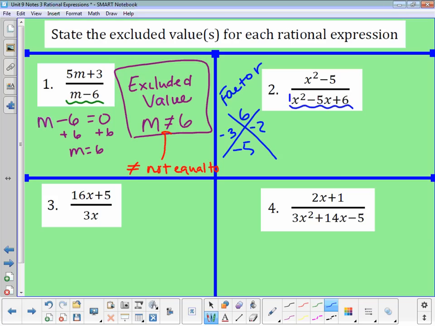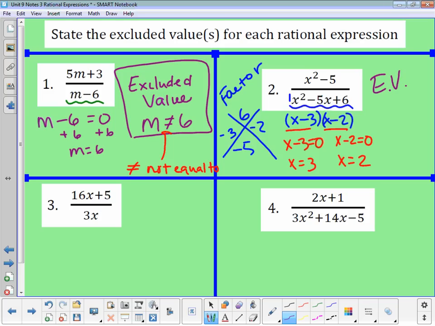Now, since the a value is equal to 1, I know that this whole trinomial is just x minus 3 and x minus 2. So I'm going to set both of those equal to 0. This one's going to have two excluded values. I have x minus 3 equals 0, or x equals 3, and x minus 2 equals 0, or x equals 2. So in this case, my excluded values, and it's okay if you want to abbreviate, are going to be x is not equal to 2 or 3. So I can't have 2 or 3 in that expression.